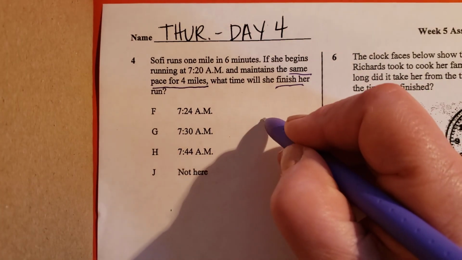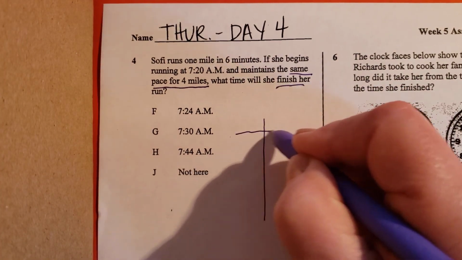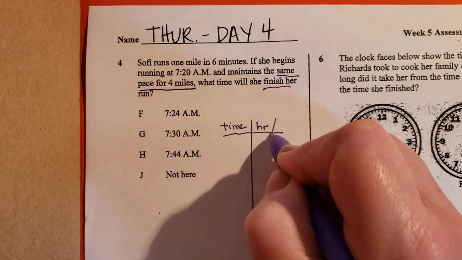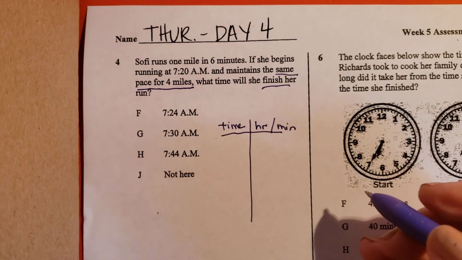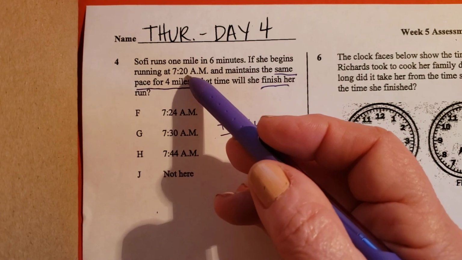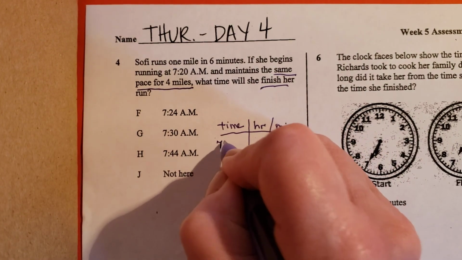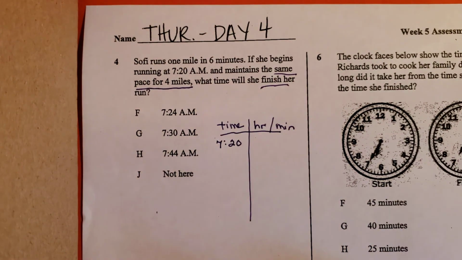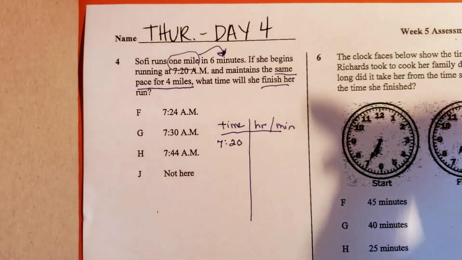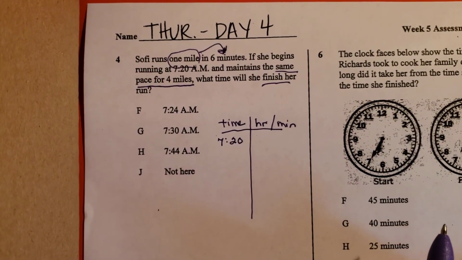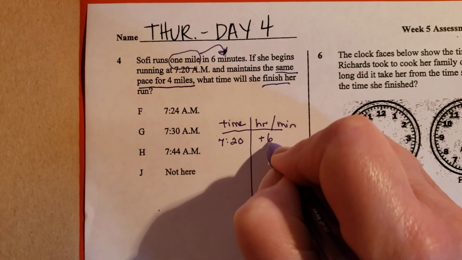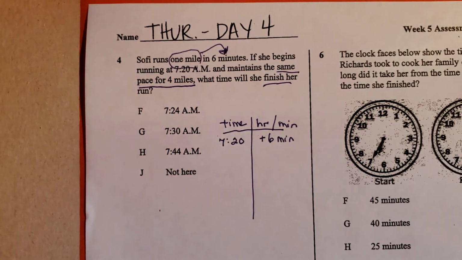So let's start with our T-chart. I'm going to go ahead and just write it right on here. I'm going to write time and then hours and minutes. So let's take a look. When did she start? From the word problem, you should be able to figure out that she started at 7:20 a.m. 1 mile she can run in 6 minutes. So how long would it take her to run 1 mile?